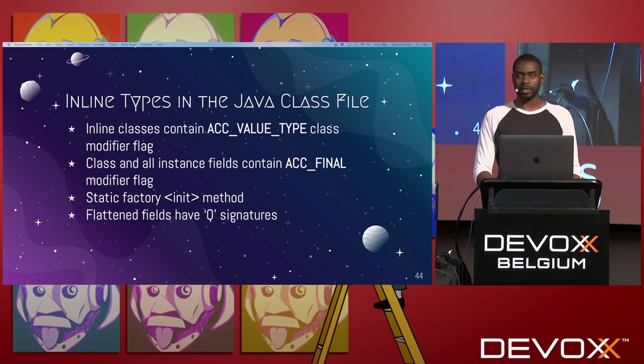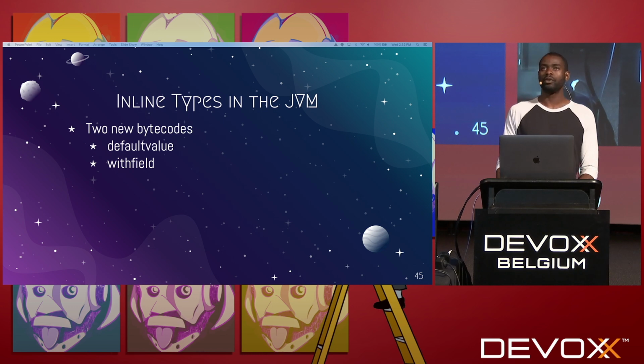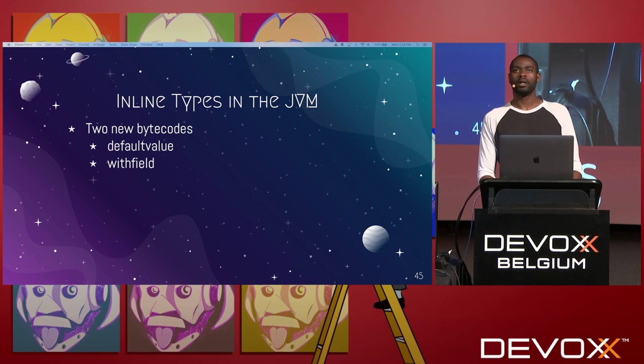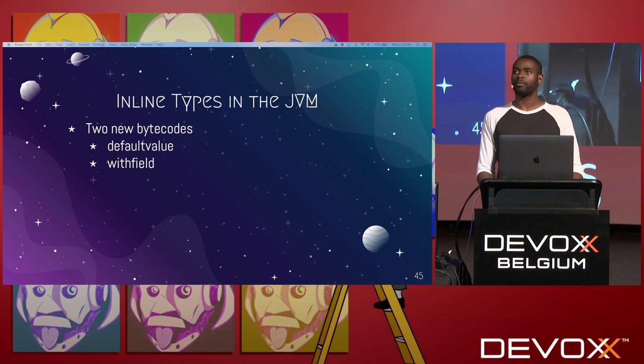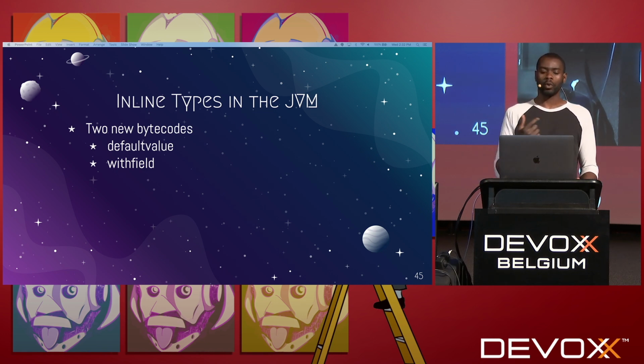So now let's look at how the JVM deals with them. There are two new bytecodes introduced for inline types. The first is default value. Default value behaves a lot like the new bytecode. It creates a new inline type and initializes all the fields to the default values. So for primitives, this is 0. For references, this is null. The key difference between default value and new is that it doesn't require initialization. As soon as an inline type is created with default value, it's already initialized. The with field bytecode takes an existing inline type and creates a new inline type with an updated value. So it doesn't change the value, it creates a new one.